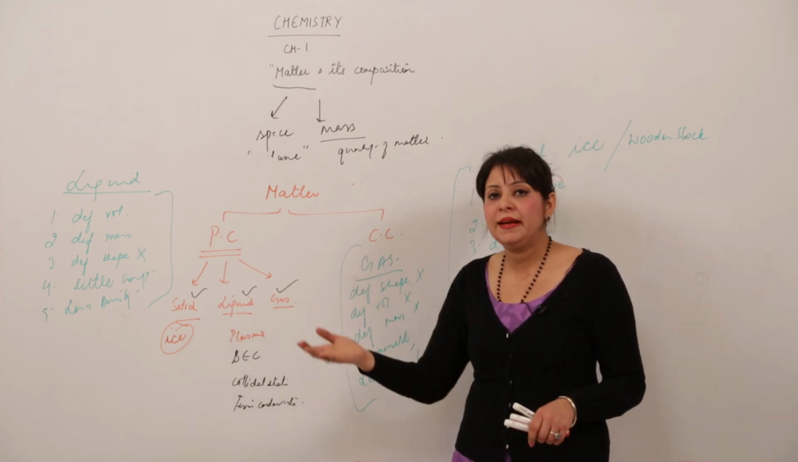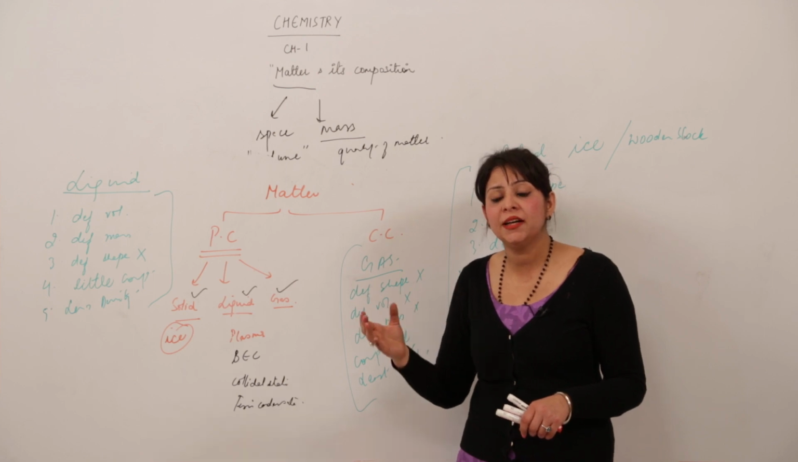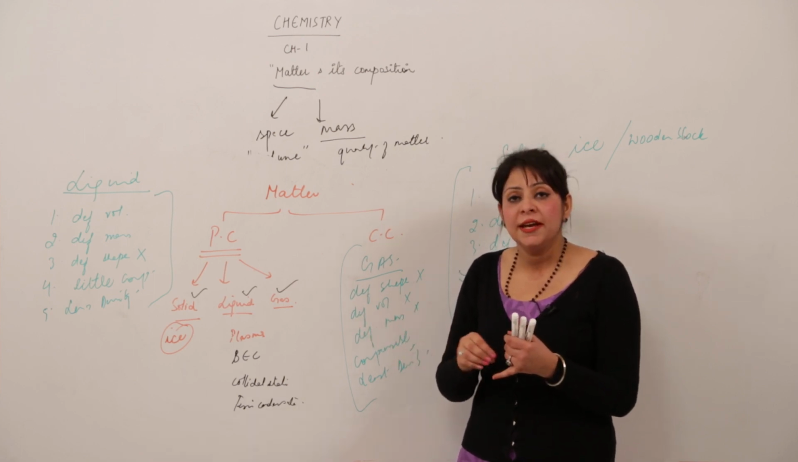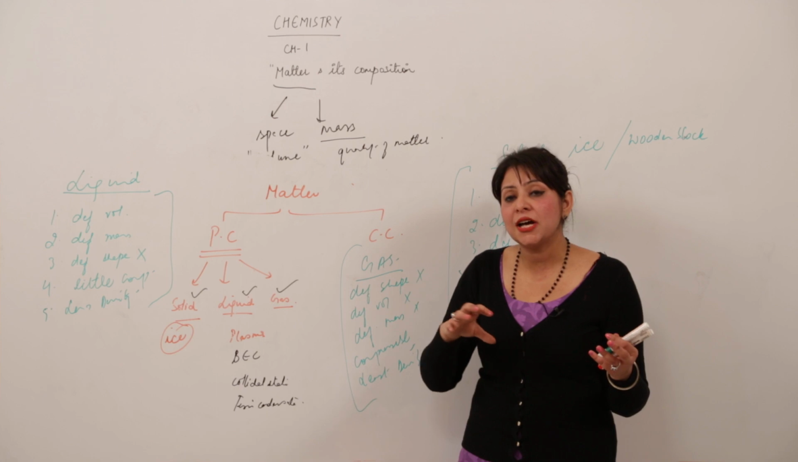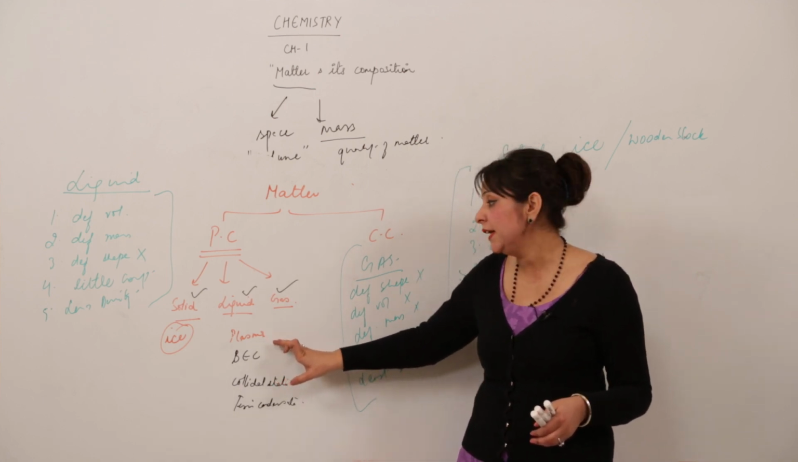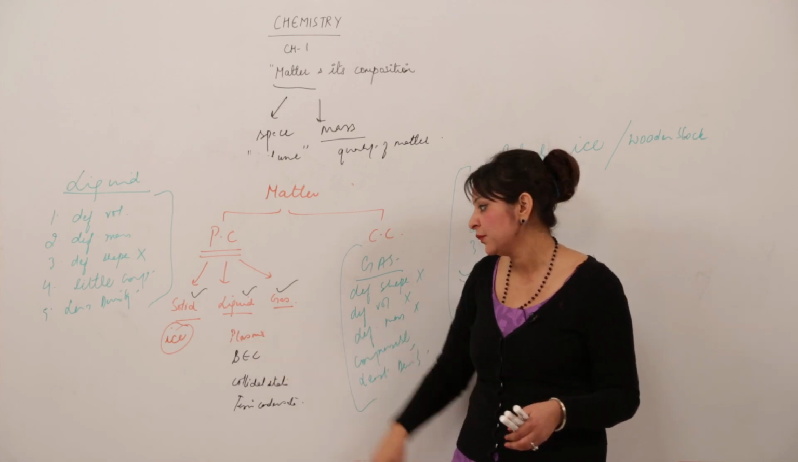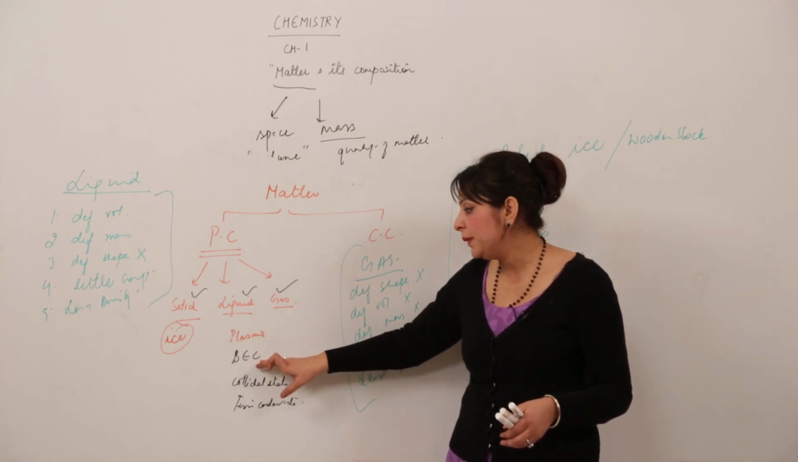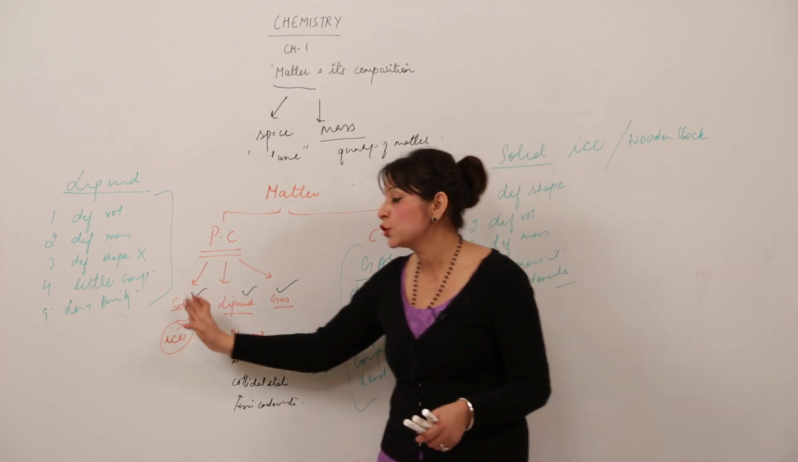When the gas is superheated, the ions, electrons, everything move out and the charged particles start moving. That is called the plasma. The plasma is the superheated gaseous state. And when we take BEC, BEC is supercooled solid.